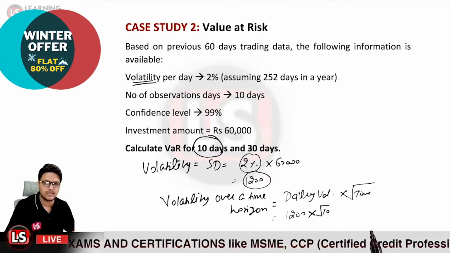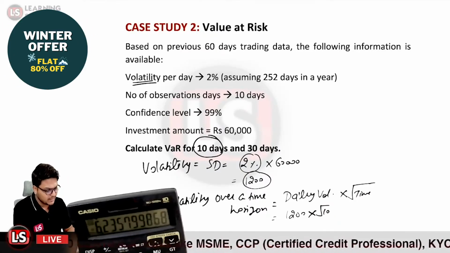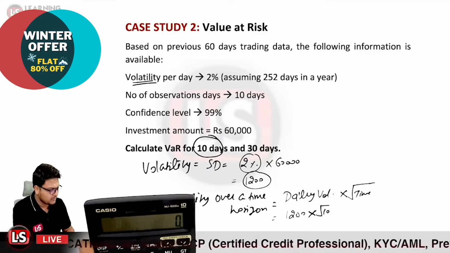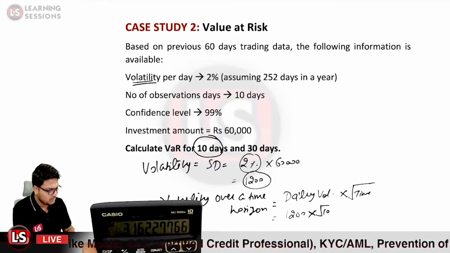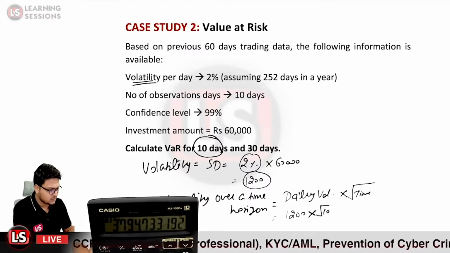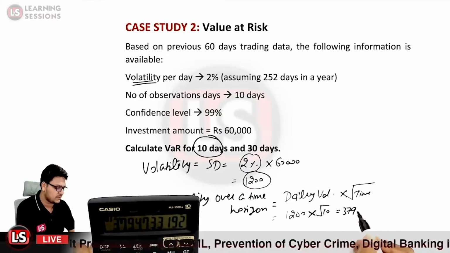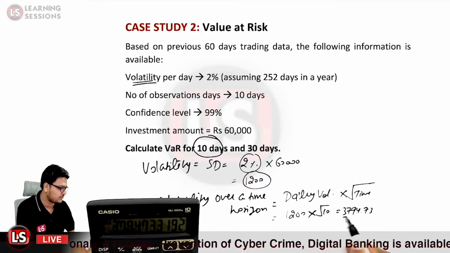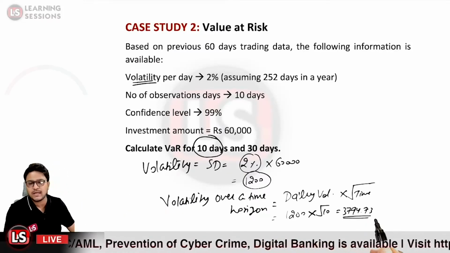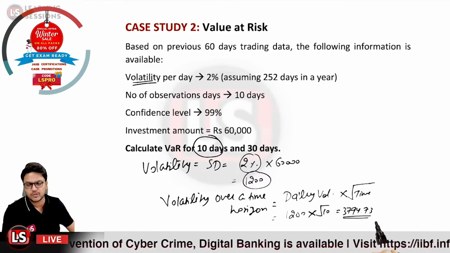So here we can calculate the volatility for the 10-day period. That will be equal to the square root of 10 multiplied by 1200, and it comes out to be 3794.73. Okay, so that is what we calculated, the volatility.